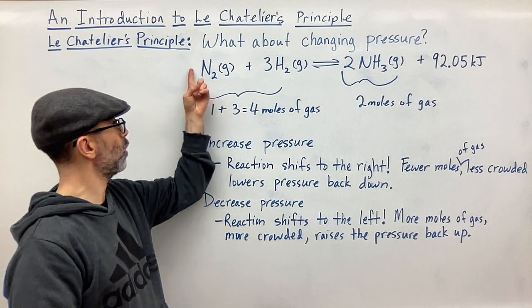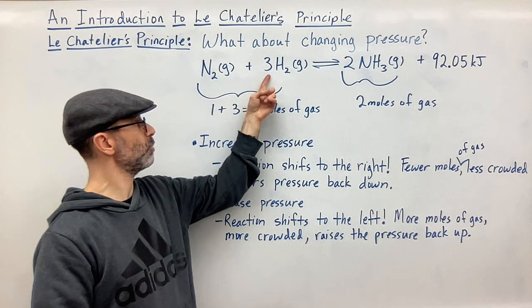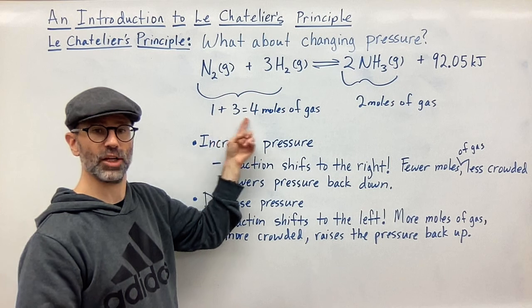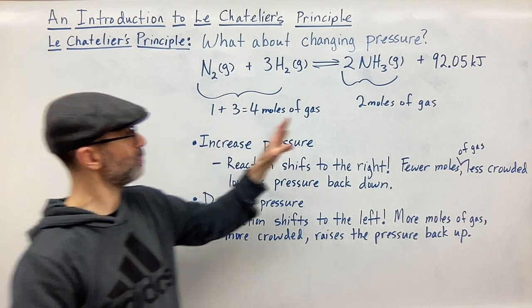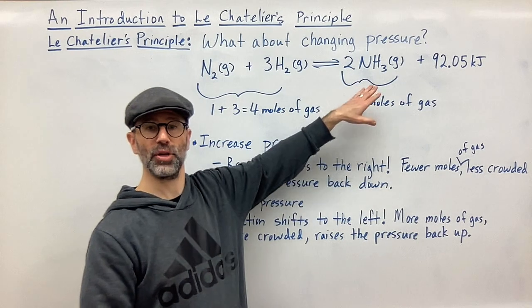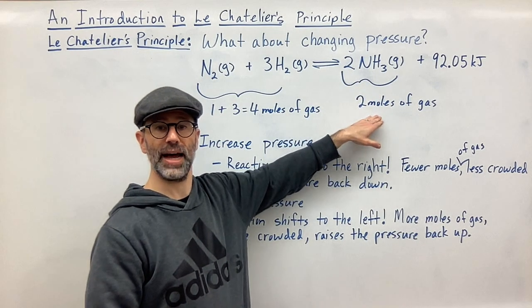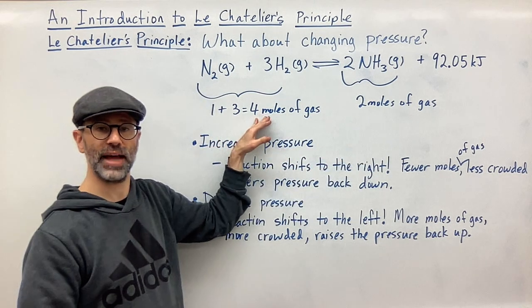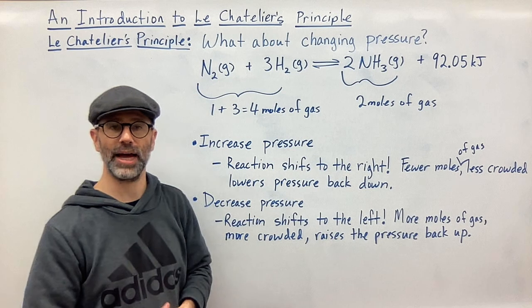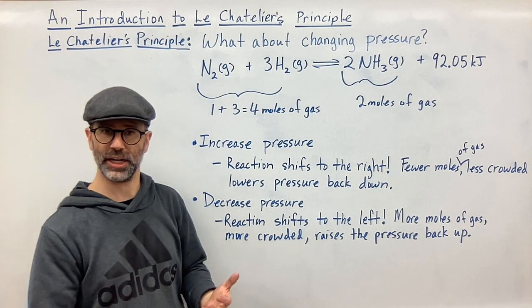So here I have 1 mole of nitrogen and 3 moles of hydrogen, so that's going to be a total of 4 moles of gas. On the product side, I only have the ammonia, so that's going to be 2 moles of gas. So this side has fewer moles of gas, and this side has more moles of gas. That's the first thing you want to look at when you're dealing with pressure changes.